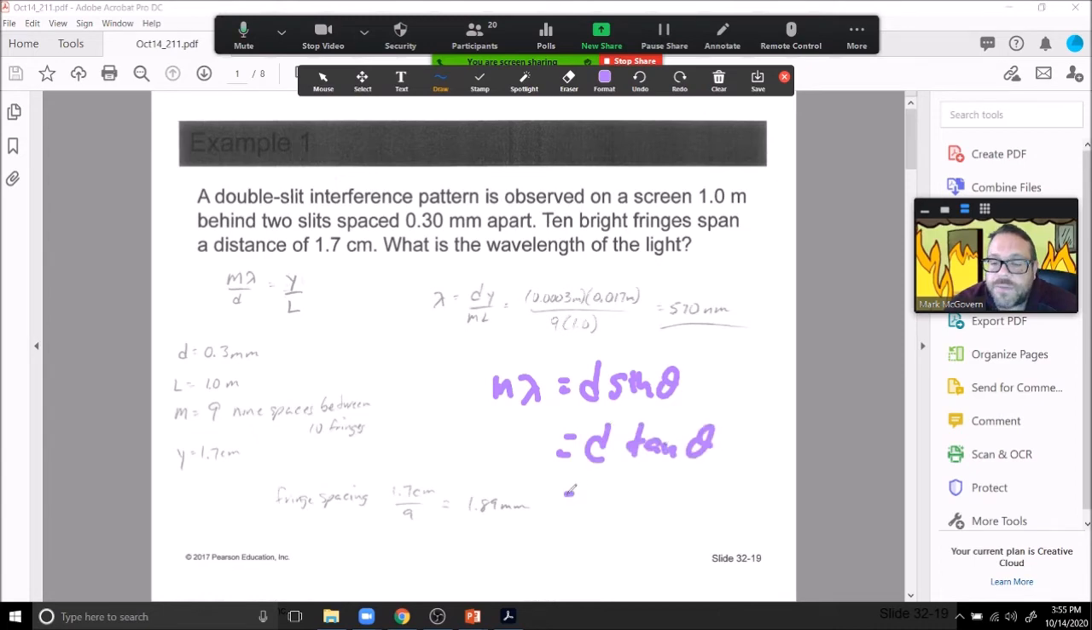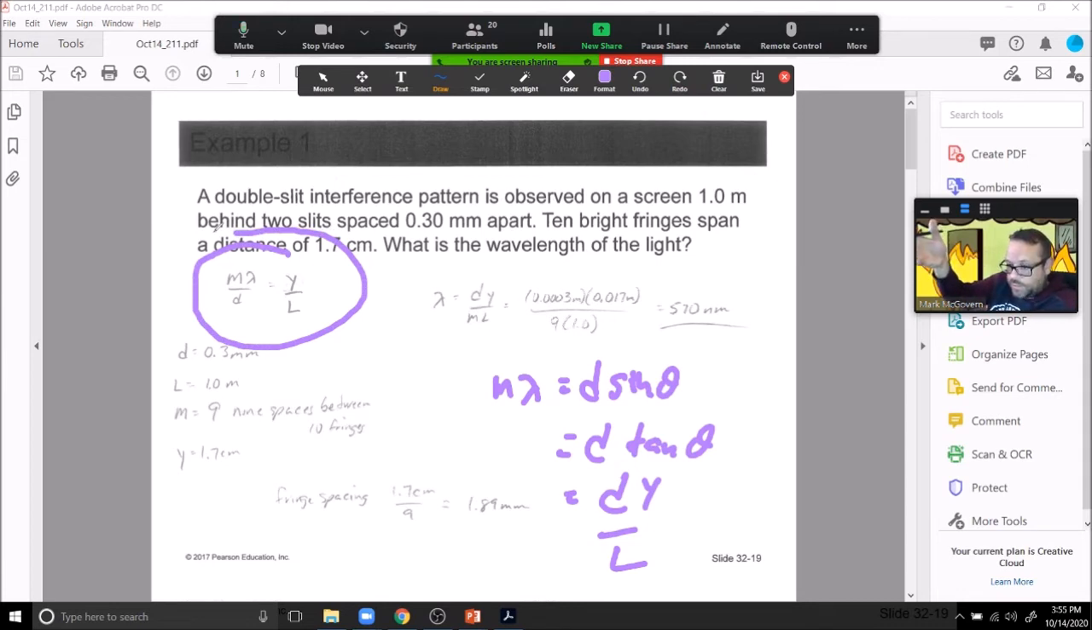So if we change the sine to a tangent, we can specify the tangent as y over L, and that's what this relationship is right here. It's m lambda equals d sine theta. I changed the theta. Anyway, the right-hand side becomes d y over L. Move the d over, and I'm solving for lambda here. Now, d, the slit spacing, is 0.3 millimeters, right? Now, if 10 fringes span a distance of 1.7 centimeters, check this out.